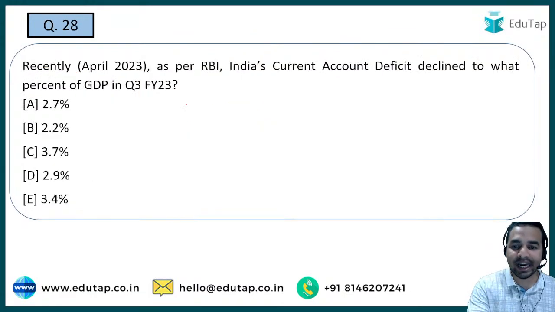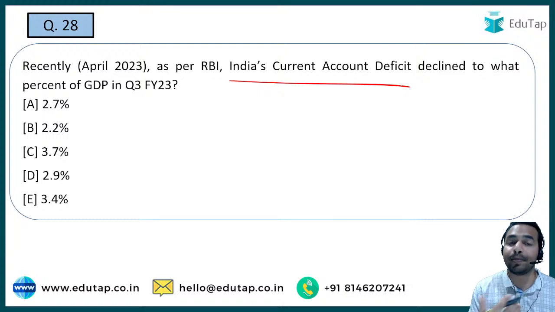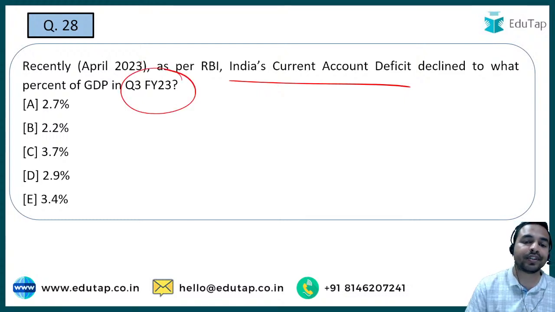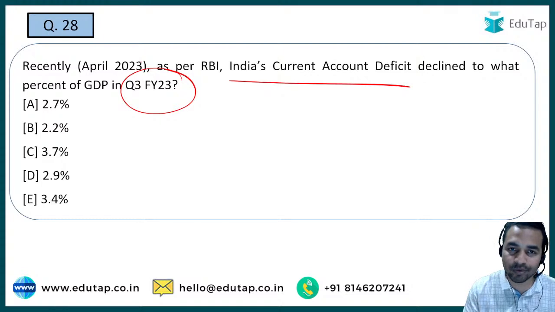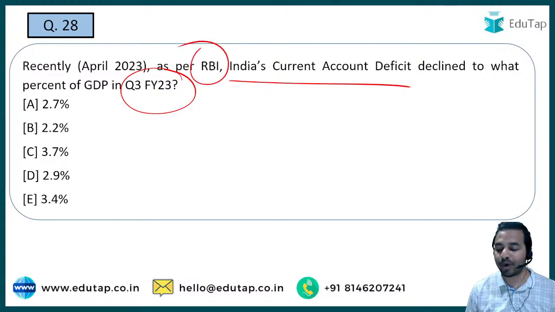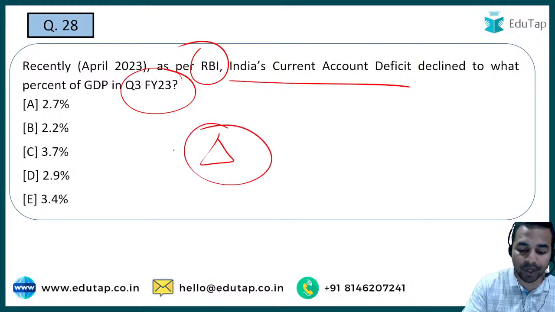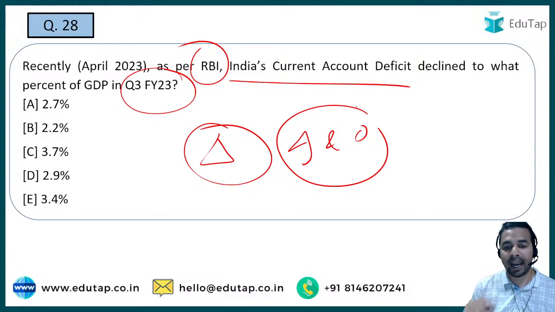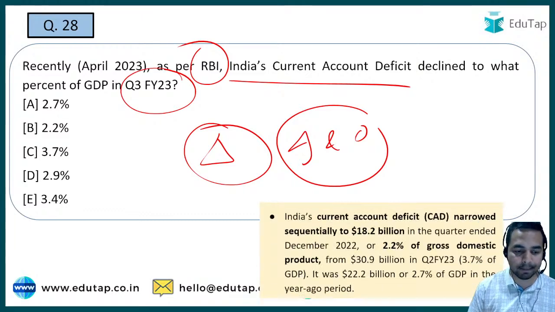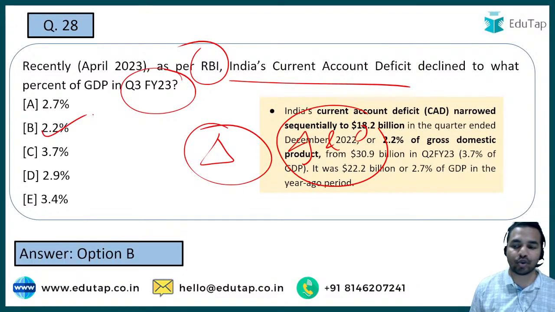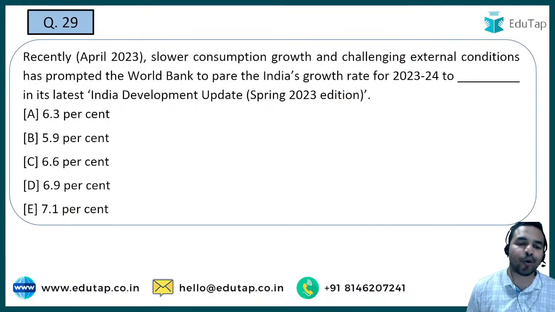Now the next question. India's current account deficit has declined to what percentage of GDP in Q3 of the fiscal year 2023? The data was released by the Reserve Bank of India, and you are required to tell me the percentage of the GDP of the CAD. So guys, when I talk about the current account deficit, it is a difference between the inflow and the outflow of foreign exchange. And the percentage is option B, that is 2.2%. So we have discussed all the important parameters of this question. Now let's move on to the next question.